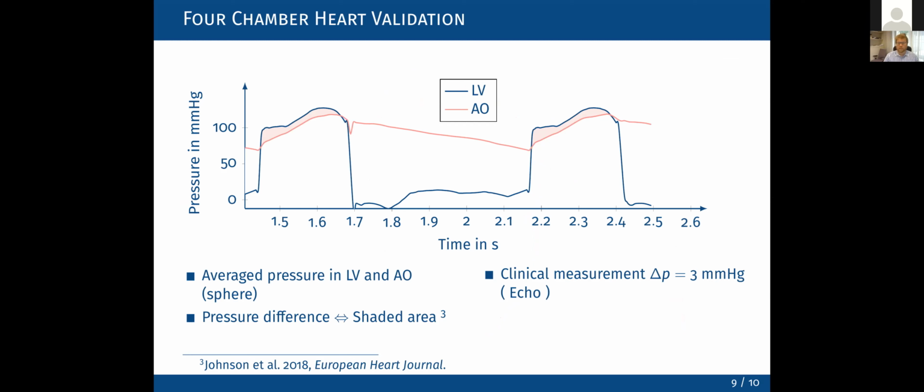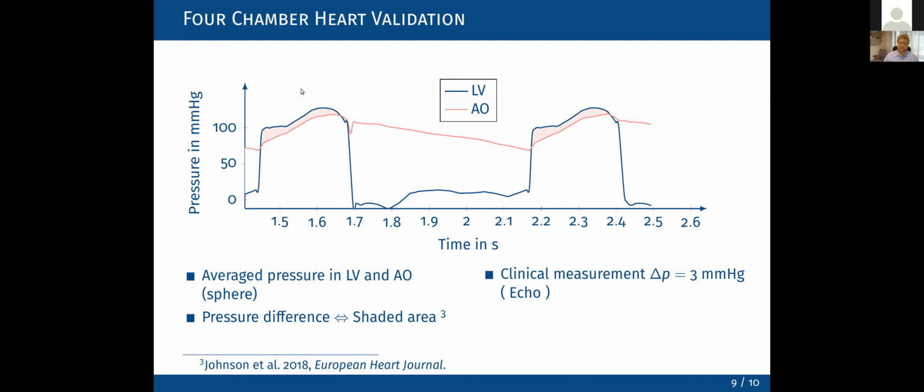And according to the clinicians, we used the shaded area here for calculating the pressure difference. So there was a reported clinical measurement for the pressure difference for this patient, which was about 3 millimeters of mercury, which was extracted from an echo study. And we did the same.